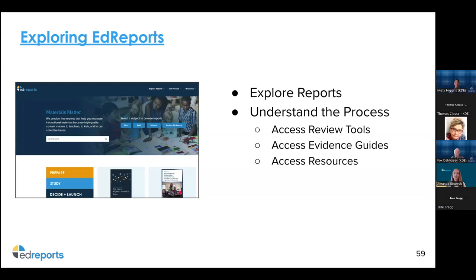On our website, you'll be able to explore reports, access various review tools that we use for our reports, and also look at our evidence guides and additional resources that we provide, including things like case studies, including other tools that are used across the country, and so all of those things you can access when you explore our website.